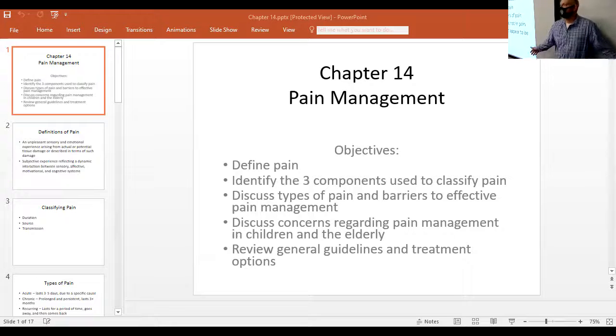Some myths in regards to children in pain. Number one, children do not experience pain. That's not a myth that I believe. I never have thought that. They do.